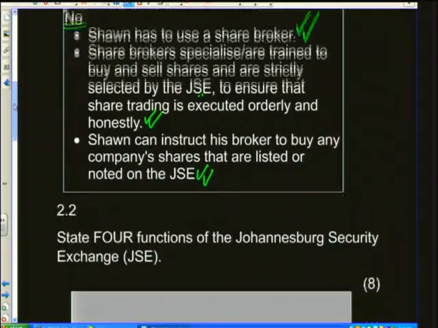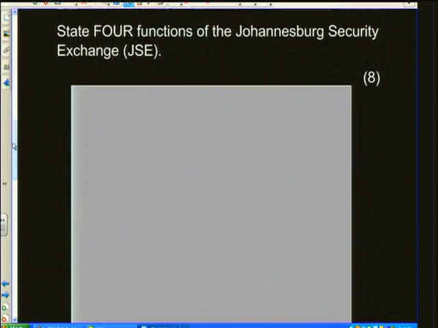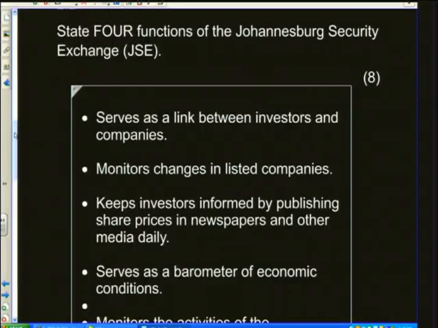Right. So now let's look here. The next question is: state 4 functions of the Johannesburg Securities Exchange. Right. So let's have a look at what they have to say here.